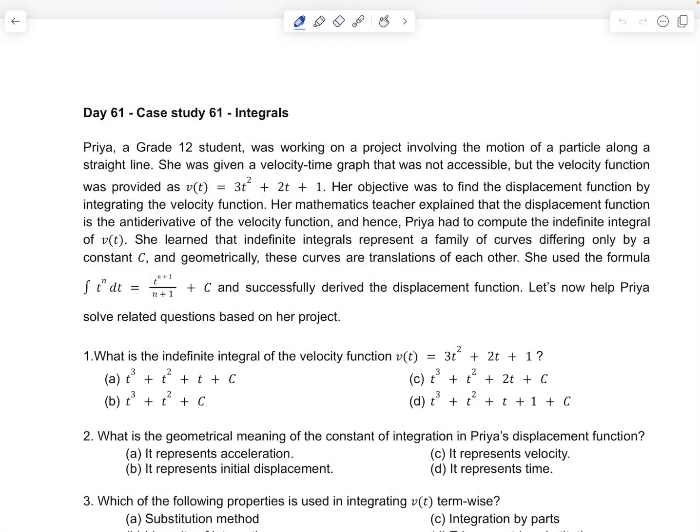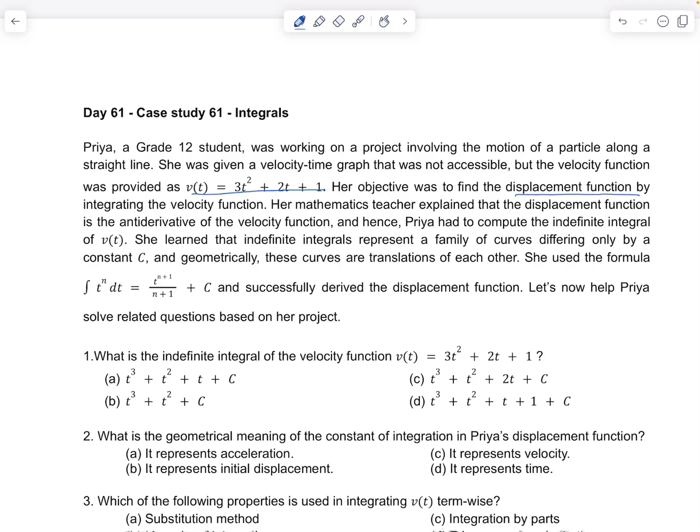The question goes like this. Priya, a grade 12 student, was working on a project involving the motion of a particle along a straight line. She was given a velocity time graph that was not accessible, but the velocity function was provided as v of t is equal to 3t square plus 2t plus 1. Her objective was to find a displacement function by integrating the velocity function.